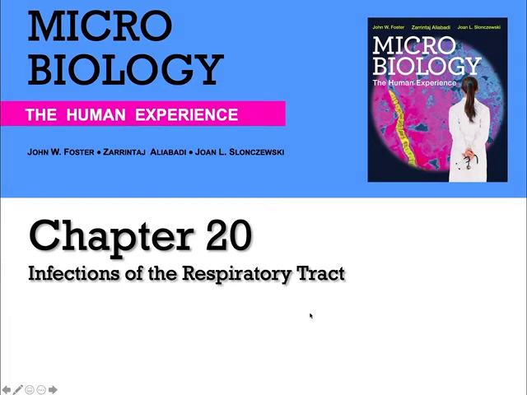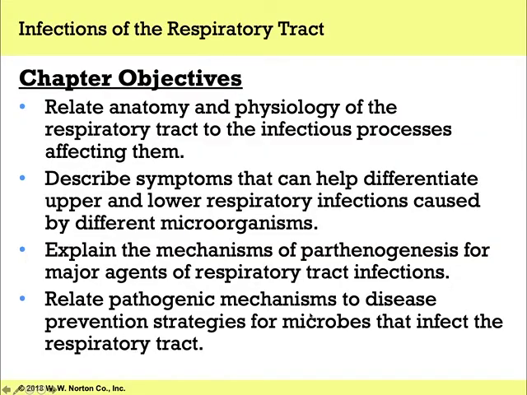Okay, chapter 20 deals with respiratory tract infections. We'll talk about the anatomy and physiology of the respiratory system, describe symptoms that let us determine the difference between upper and lower respiratory infections and what kind of organisms cause them, and explain mechanisms of pathogenesis for major agents of respiratory tract infections, and relate pathogenic mechanisms to disease prevention and strategies for microbes that hit the tract.